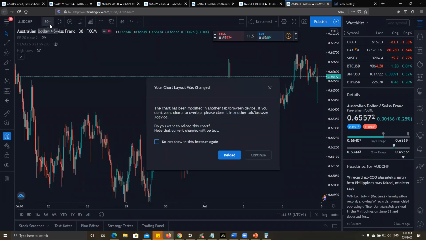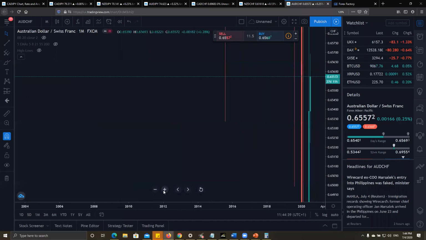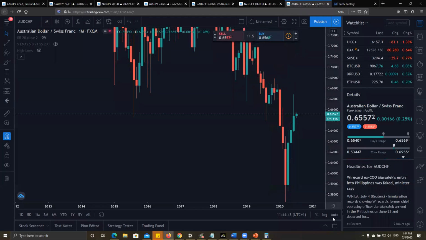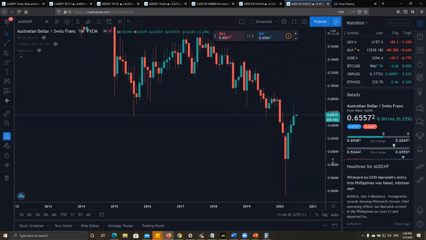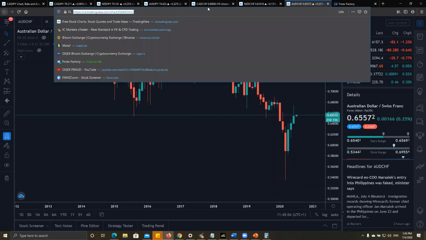So for this Aussie Swiss, we have a bit of a challenging month, but things are still looking a little bit positive. The only pair that the monthly looks so bearish that might be sending an indication onto the market is that CAD Swiss.